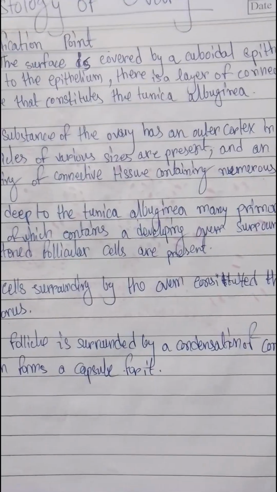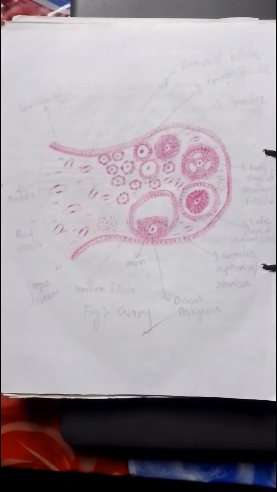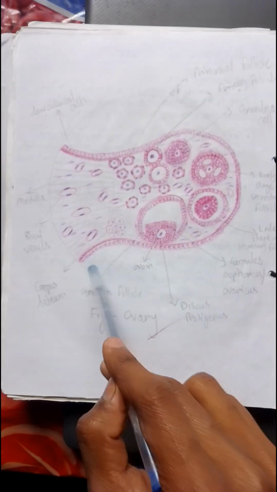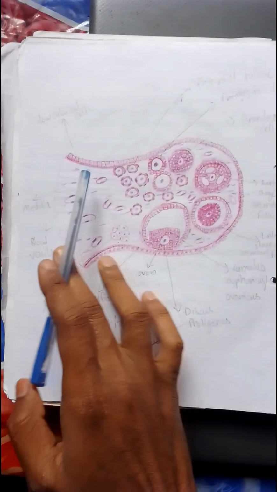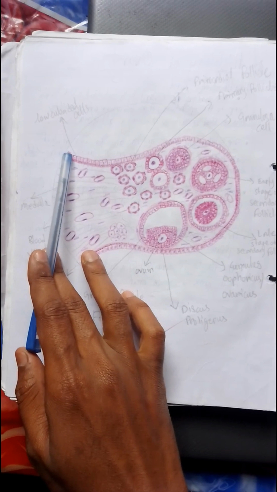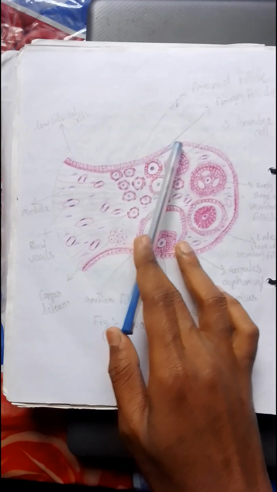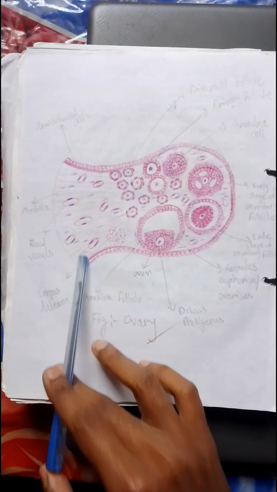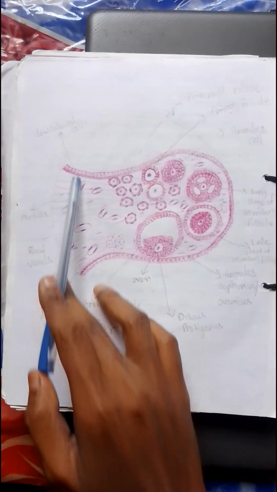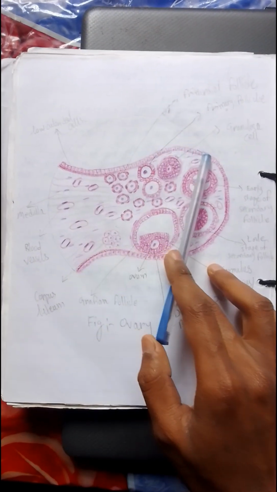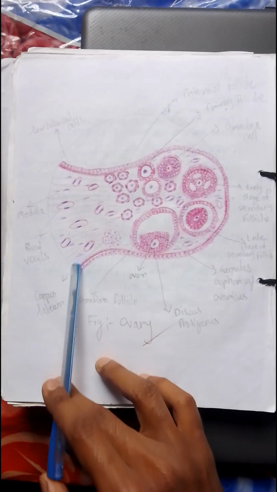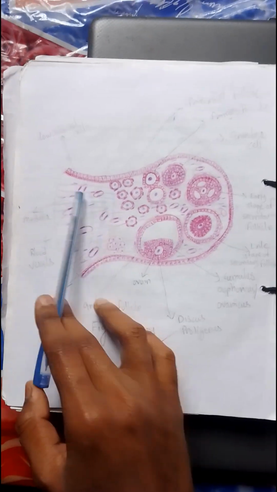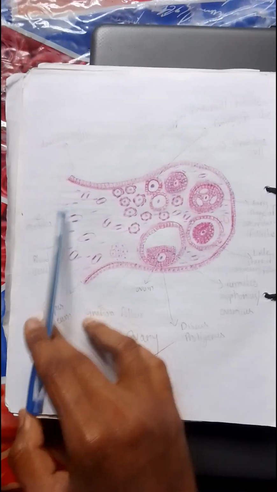Now we see the histological diagram of the ovary. This is the histological diagram of the ovary, in which we can appreciate these cuboidal cells which are present in the outermost layer. This forms the cortex of the ovary, and the innermost part is the medulla, which contains numerous blood vessels.